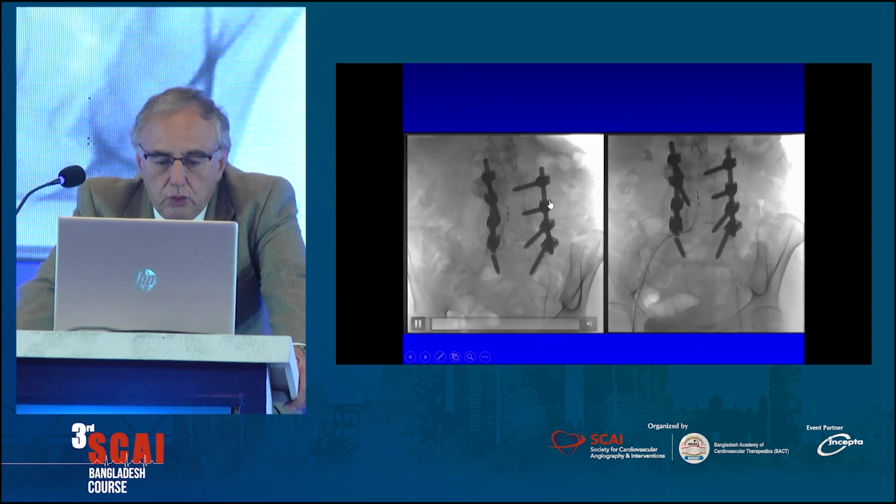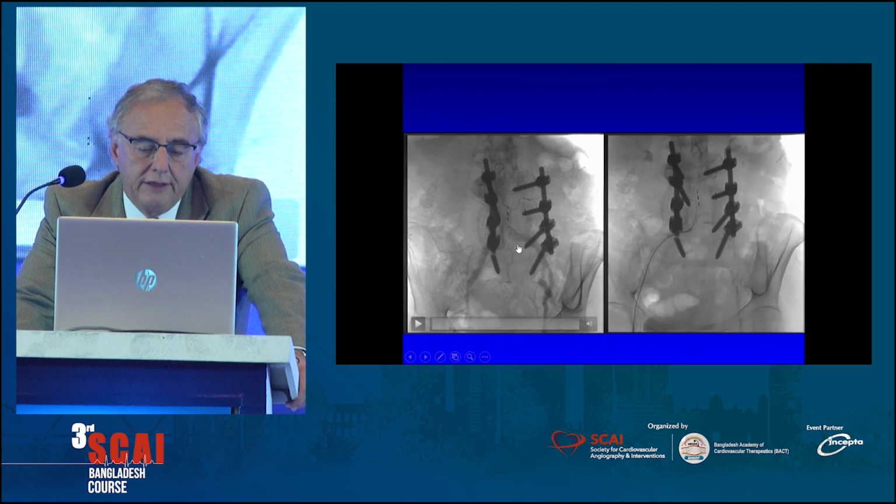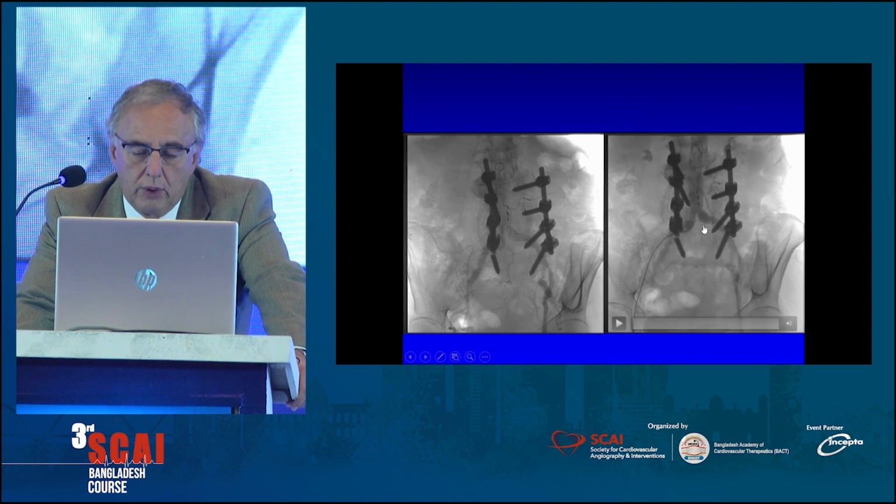So I tried to do an intervention. These are the pictures, and because of the CTA, I didn't do farther down because I knew that they were normal. So I tried to do an intervention retrograde, but my wire was going subintimal into the aorta, so I was not able to get the wire retrograde in the right place.